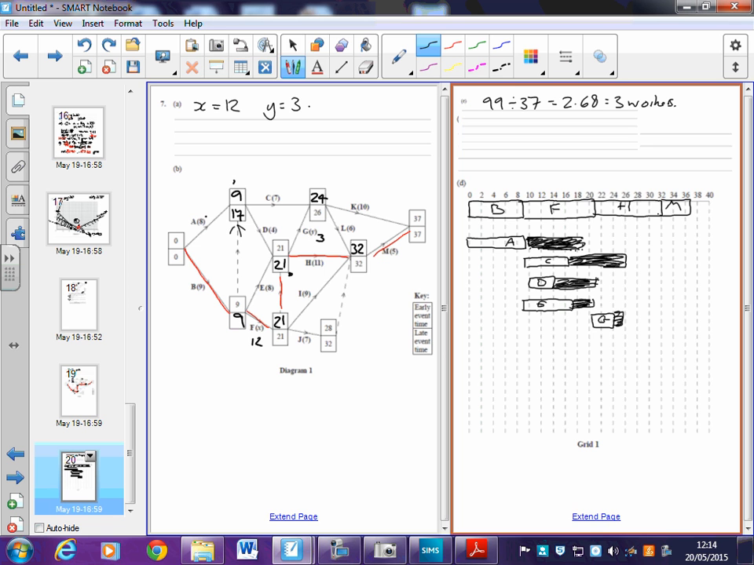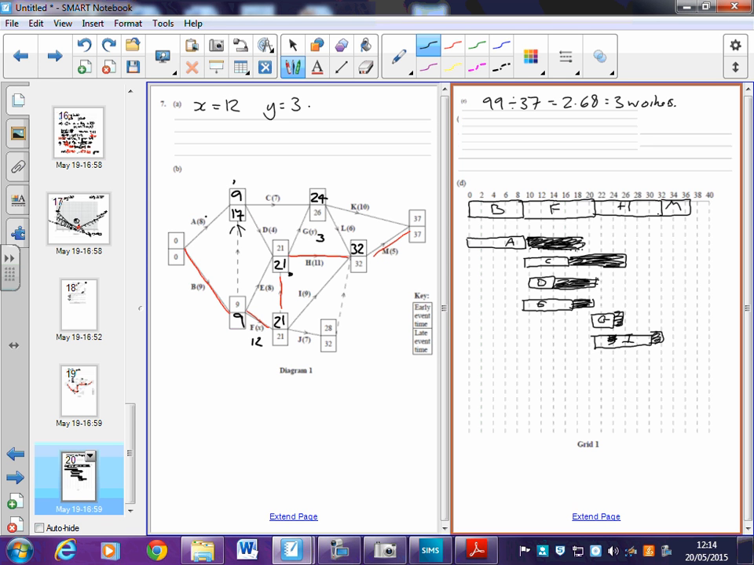H is on the critical path. I could start at 21 and last for 9, so from 21: 1, 2, 3, 4, 5, 6, 7, 8, 9. And that is I. No, it's not H. What was it? G, H, I. It was I. That's I, and that doesn't need to be finished until 32. So I just get a little bit of dotting up to that 32 there.